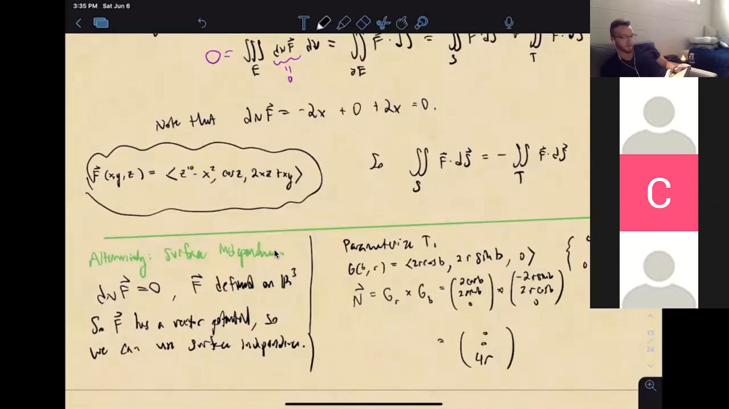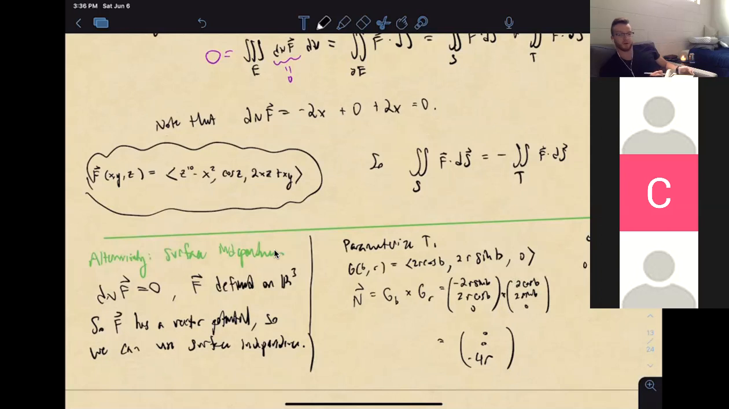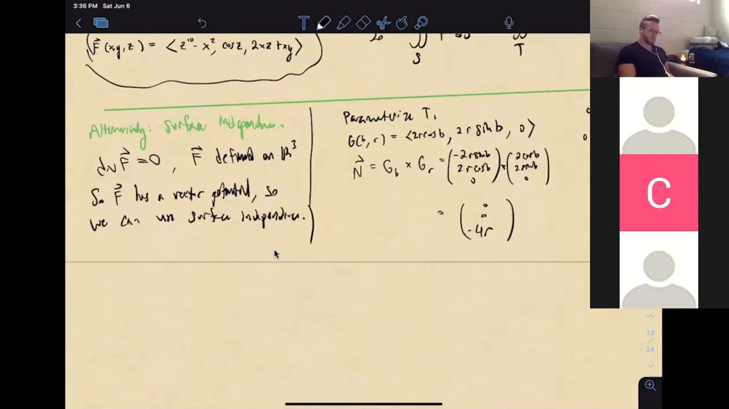B and R. This would give me... I would cross these in the other order. Duh. Okay, I brought that along for the ride. And I would get negative 4R. Okay, now it's oriented correctly. Good stuff.